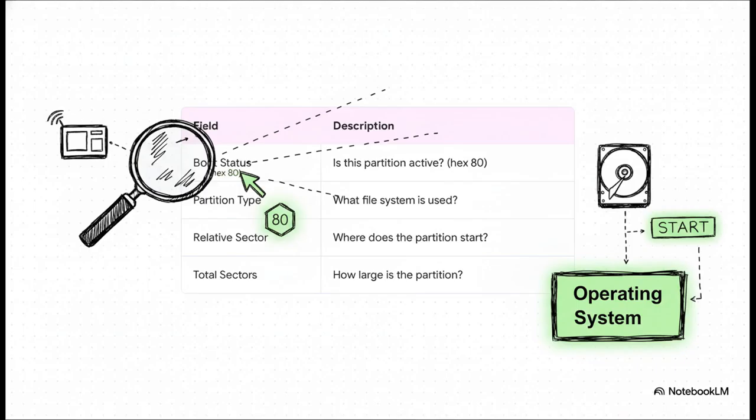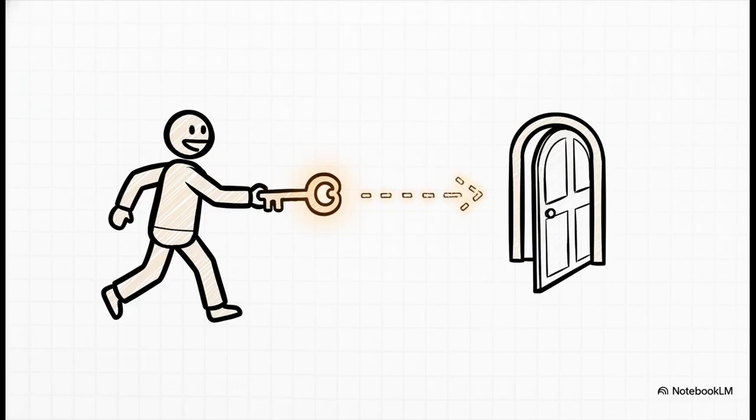As soon as the MBR finds that correct active partition, it knows exactly where to go next. So, think of this like a crucial handoff, like passing a baton in a relay race. The MBR's only job was to find the right door. Now that it's found it, it passes the key to the code that's waiting on the other side, that partition's very own boot record. And this next piece of code is what finally has the instructions to launch the operating system and bring you to your desktop.